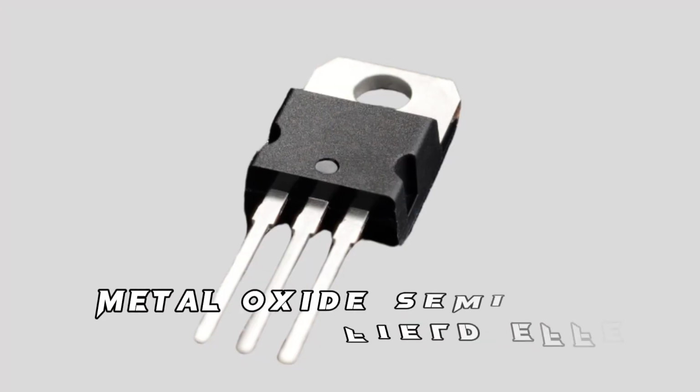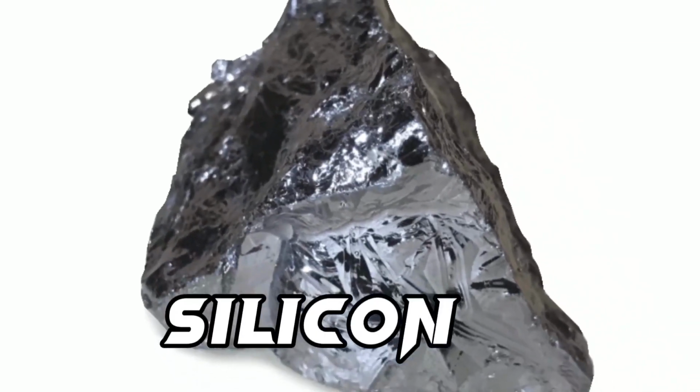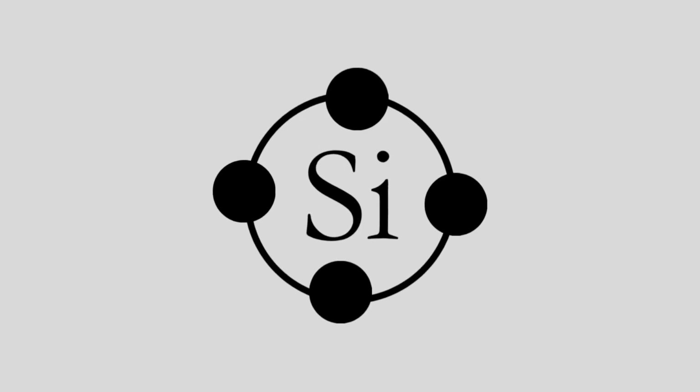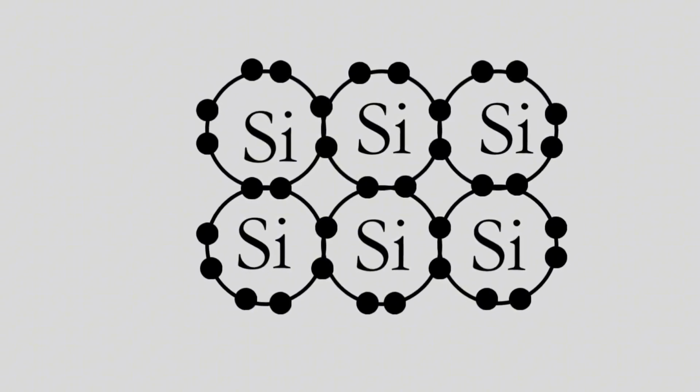This kind of device is called the Metal-Oxide-Semiconductor Field-Effect Transistor, MOSFET. MOSFET is made of semiconductors such as silicon. Silicon cannot conduct electricity like a normal conductor, but can conduct electricity more than an insulator. An atom of silicon has 4 valence electrons in its outermost shell. To complete the octet structure, a silicon atom makes covalent bonds with neighboring silicon atoms.